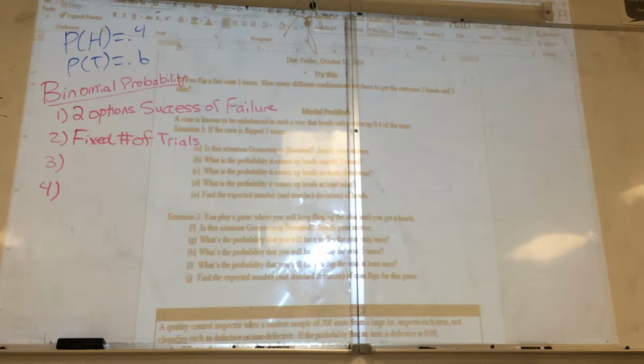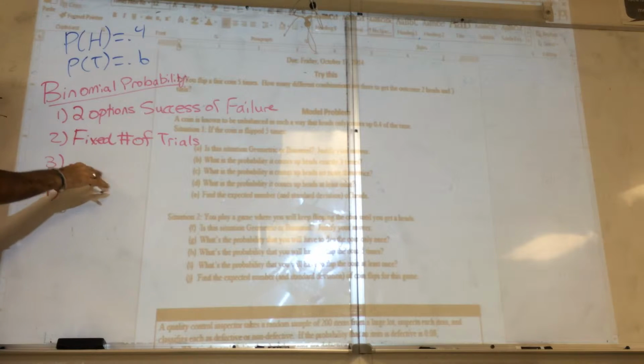You're talking about specifically for a coin? No, it's not just for a coin. For any trial, for any circumstance, success or failure. We are going to apply this to the coin situation. So there's only two options. You can either succeed or fail. The third one, one second.